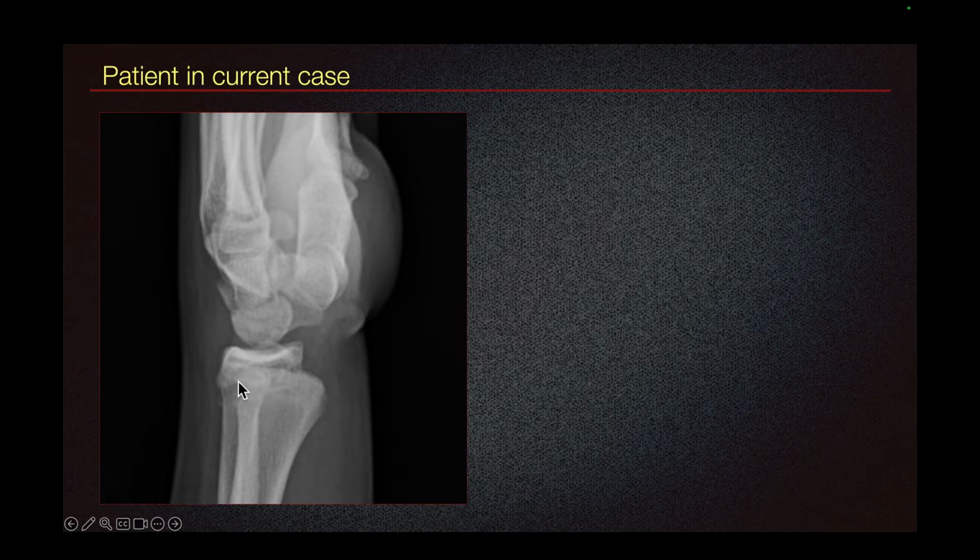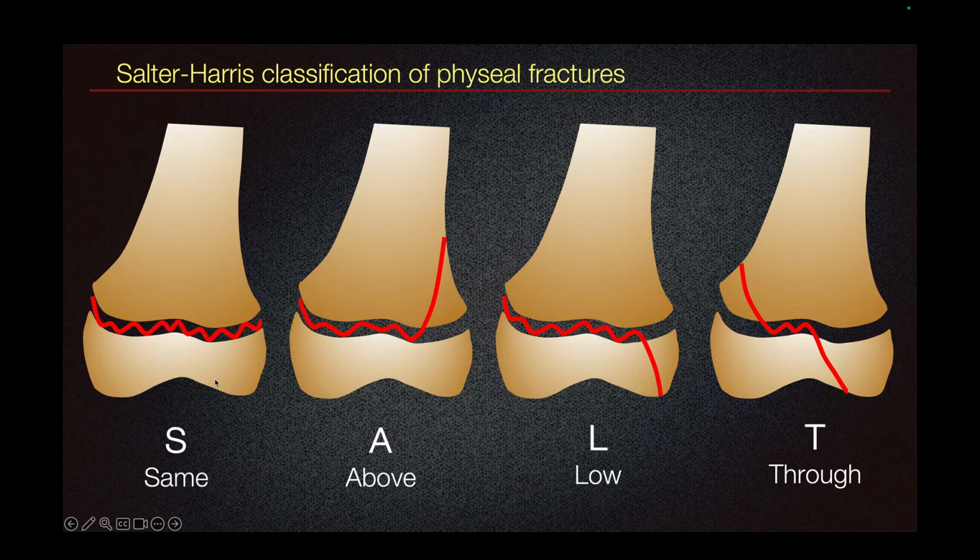This oblique lucency going through the metaphysis indicates a fracture. So in this case, the fracture goes through the metaphysis and out through the physis. And this fracture fragment has dislocated slightly posteriorly. Growth plate, also called a physis, is the weakest point in a pediatric skeleton.